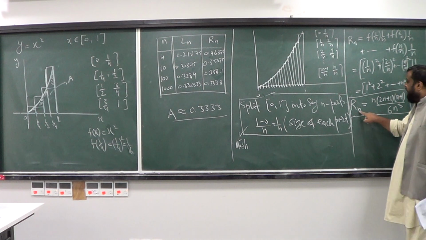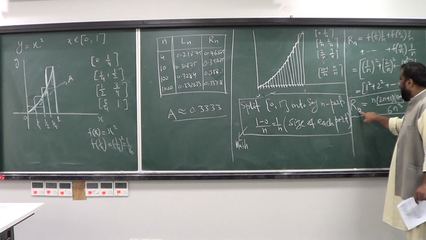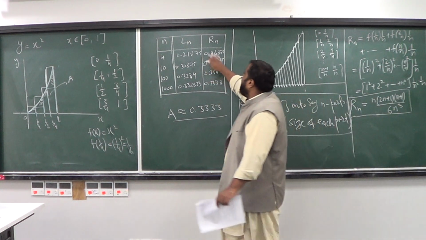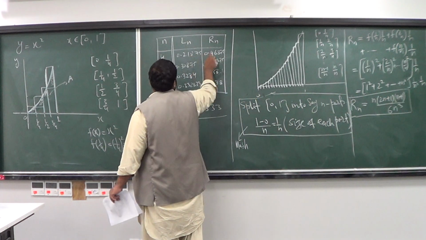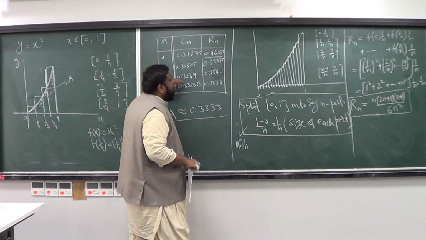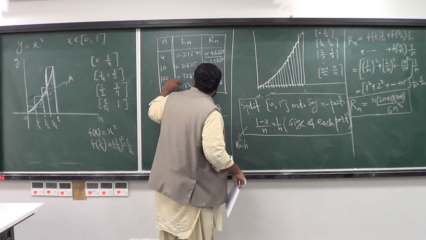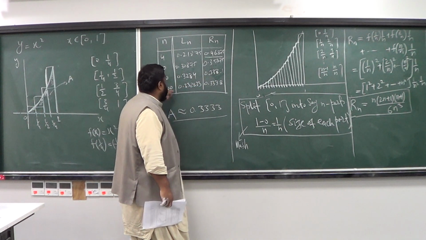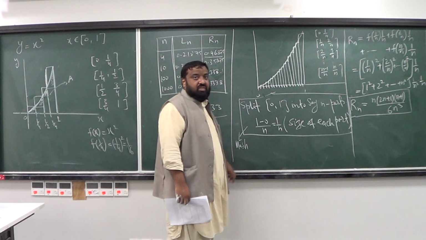So in this, if you substitute say 4, you're gonna get R4. In other words, the value of the 4 that you got here. So in this formula, if you substitute say 10, you're gonna get this value. If you substitute say 1000, you should get this value. Okay.